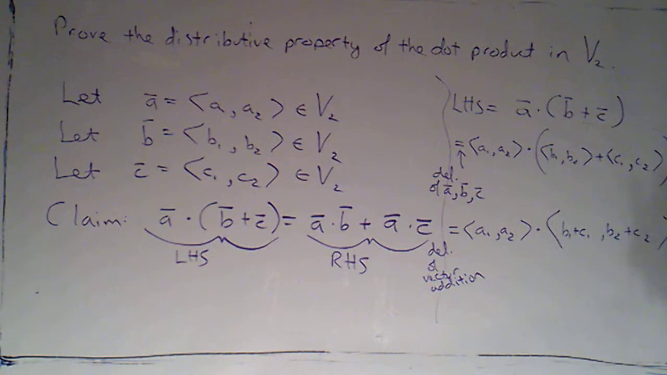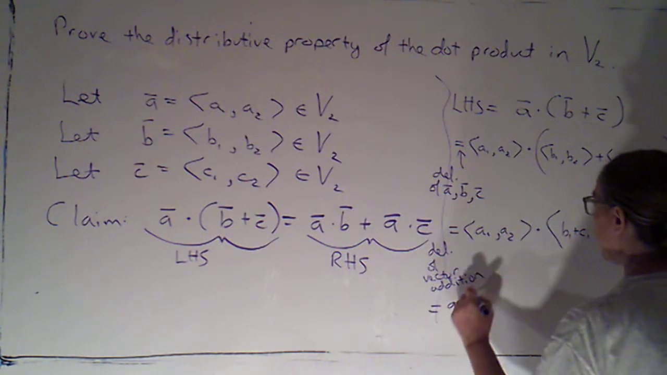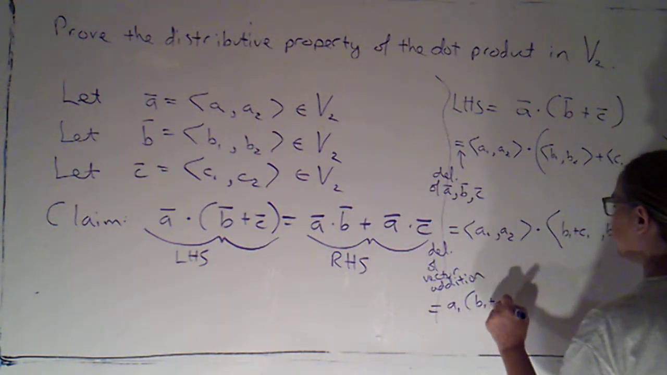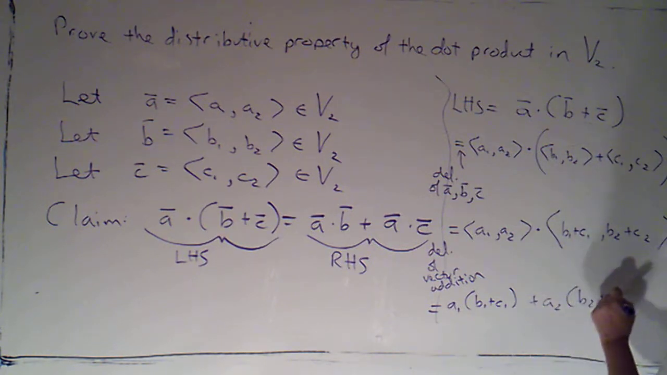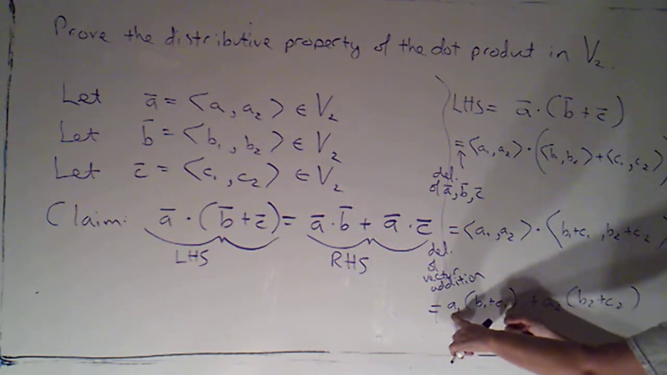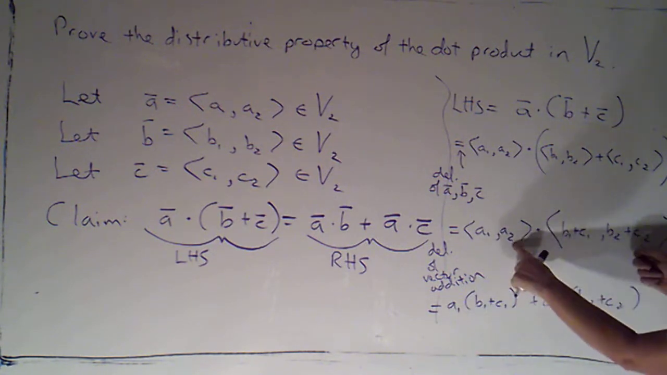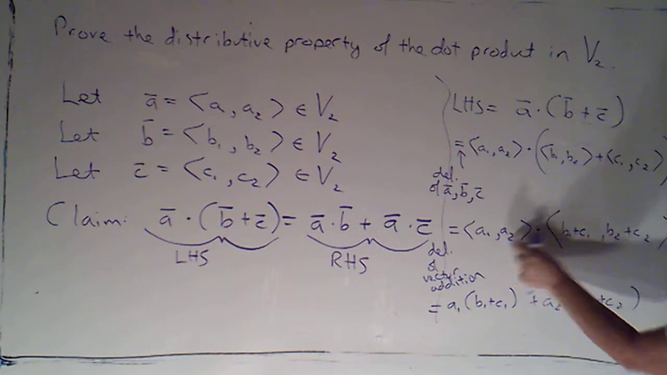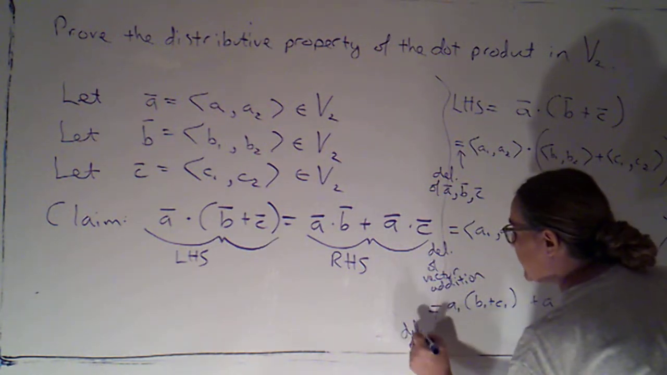Now I'm ready to work out the dot product. So that's going to be A1 times (B1 plus C1) plus A2 times (B2 plus C2). So it's the product of the first components, this number times that number, plus the product of the second components, this number times that number. That is just the definition of the dot product.